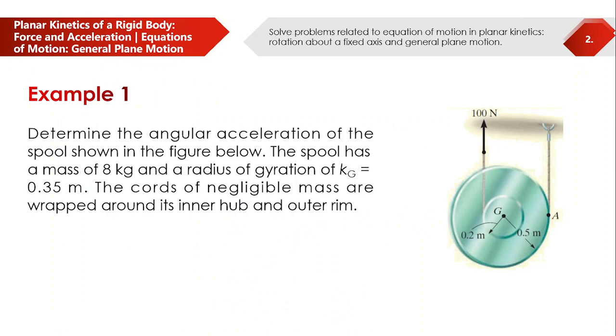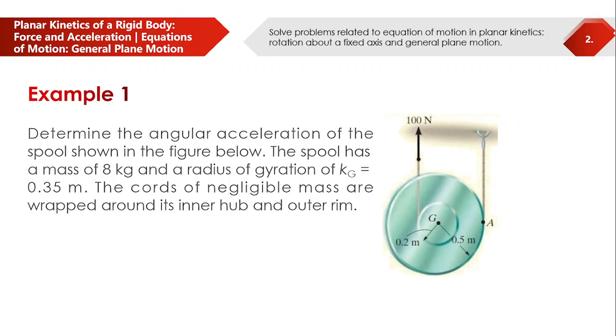Determine the angular acceleration of the spool shown in the figure. The spool has a mass of 8 kilograms and a radius of gyration of 0.35 meters. The cords of negligible mass are wrapped around its inner hub and outer rim. The question is to determine the angular acceleration. So, how do we solve this?